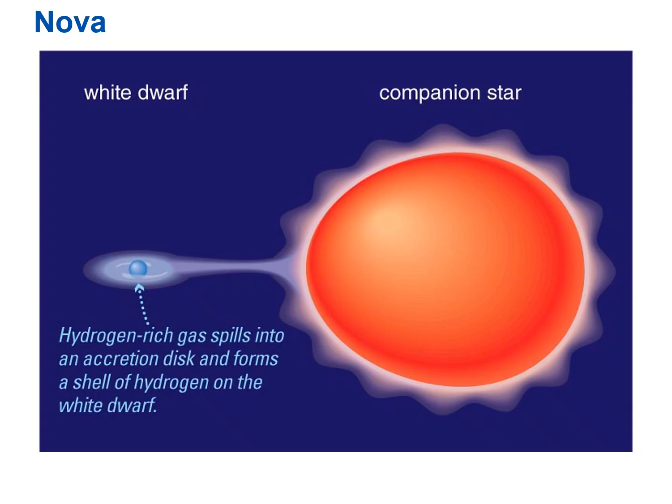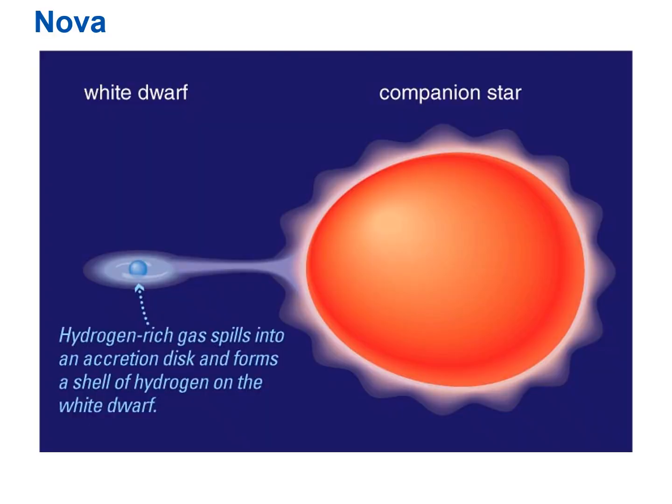Now, something interesting can happen as that matter builds up. It's falling onto the white dwarf. And so now for this picture, the left and right is reversed. So the companion star, the giant, is on the right. The white dwarf's on the left. And the white dwarf is building up a shell. Hydrogen-rich gas spills into an accretion disk and forms a shell of hydrogen on the white dwarf.